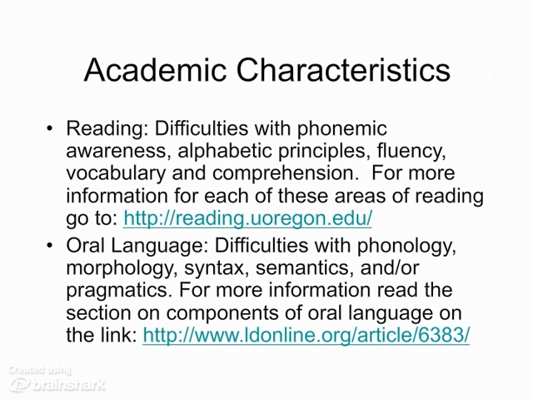There are a variety of different academic characteristics for students with learning disabilities. Many students with LD have reading impairments, and this can include difficulties with phonemic awareness, alphabetic principles, fluency, vocabulary, and/or comprehension. For more information for each of these areas of reading, there is a link provided here. Students with LD can also have difficulties with oral language, including difficulties with phonology, morphology, syntax, semantics, and/or pragmatics. And for more information, here is a link provided on those oral language components, which are also discussed in the speech and language impairments module.